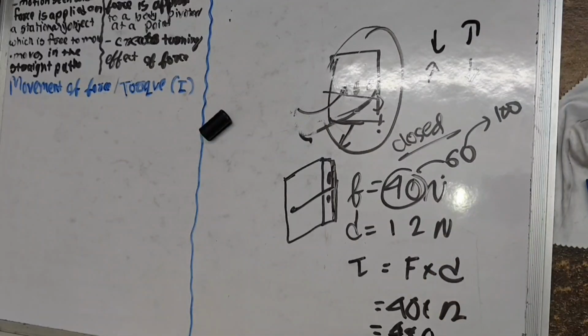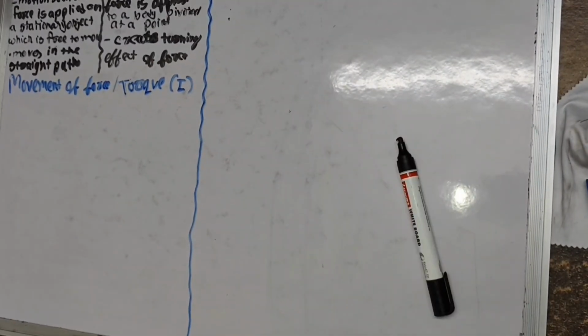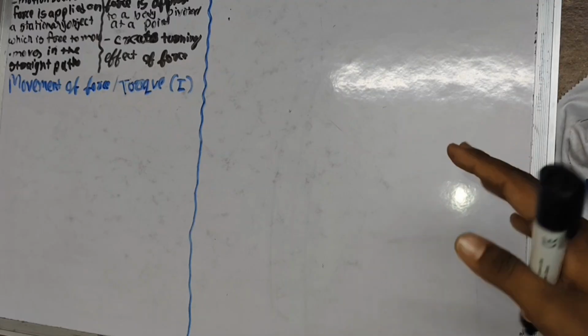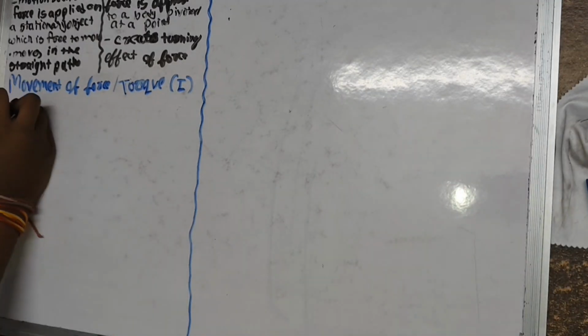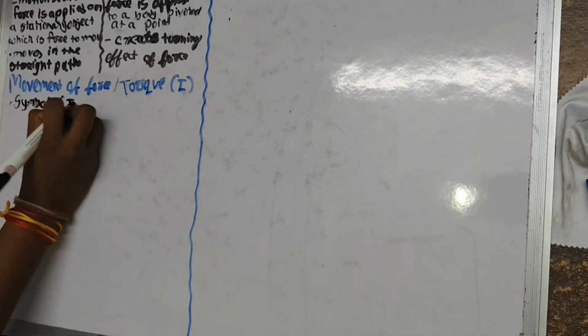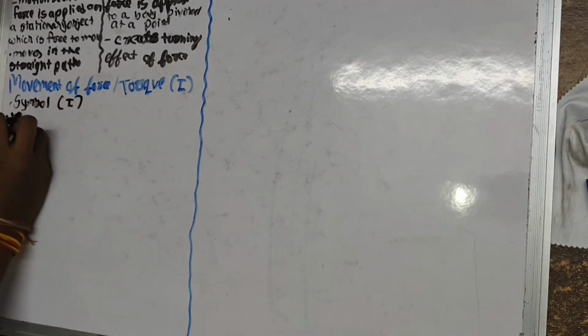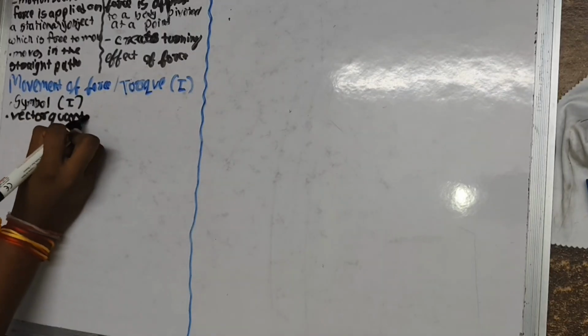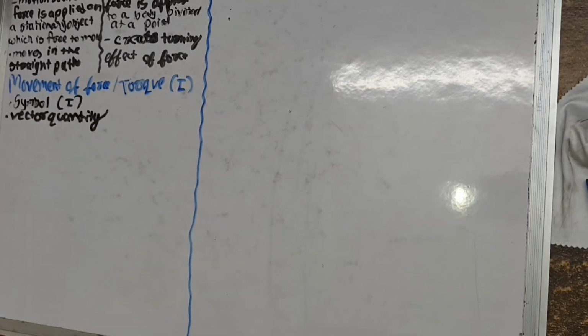It is like that. So the simple symbol to give torque is tau, and it is a vector quantity.